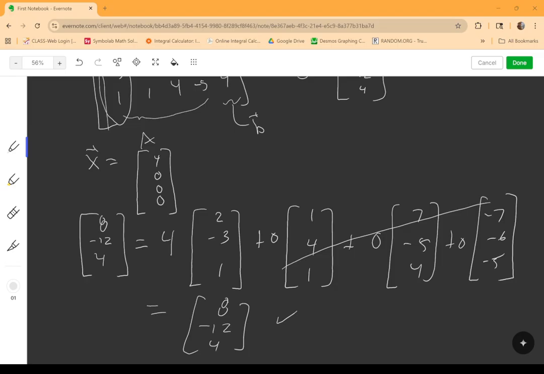Now, going a step further to end this section, let's bring up our last theorem here.